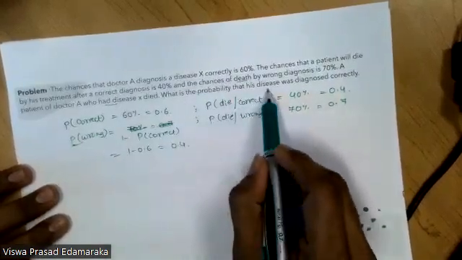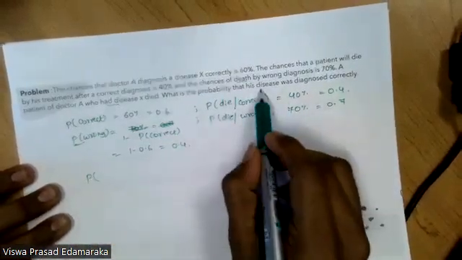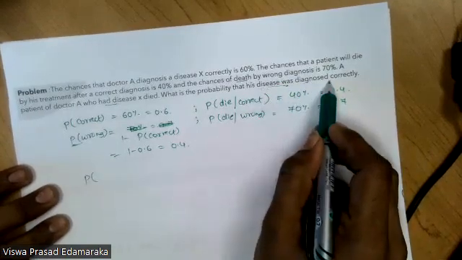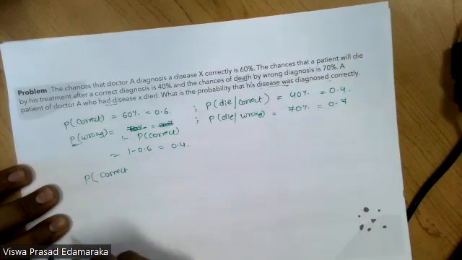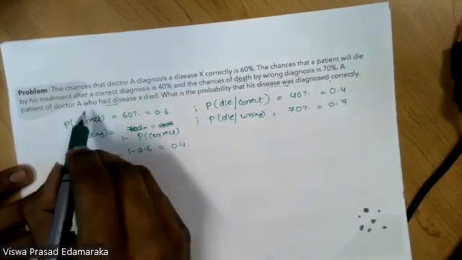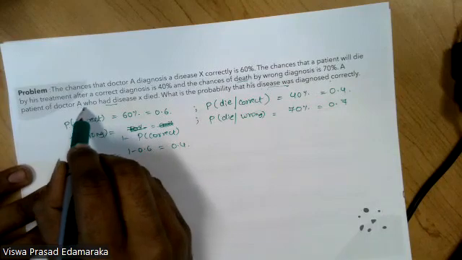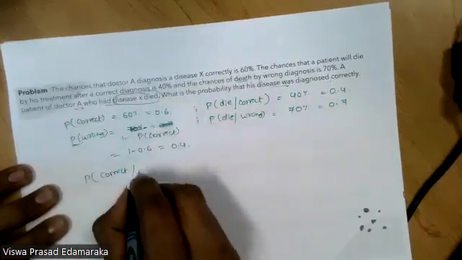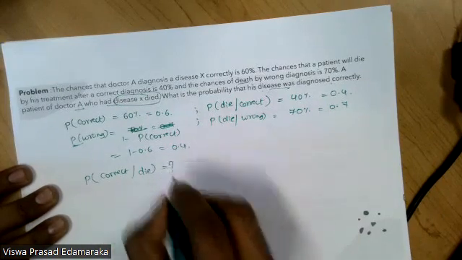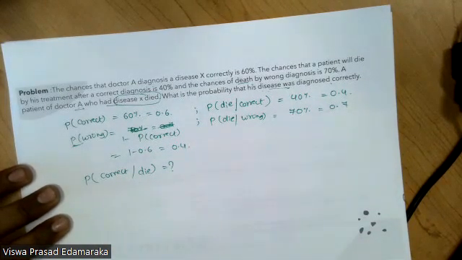What is the probability that the disease was diagnosed correctly? Correct diagnosis, but unfortunately he is dead. So he wants to find out this. This is given.